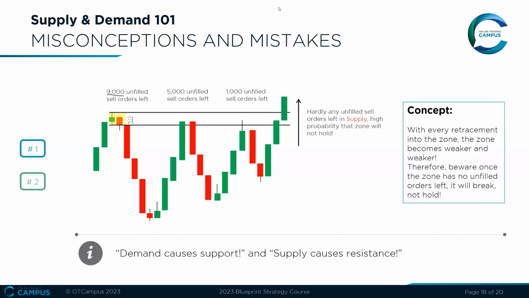Now, the concept of supply and demand is that with every retracement into our zone, okay, that's very, very important. That's the first retracement into the zone. That's the second retracement into the zone. With every retracement into the zone, we're likely to see less unfilled orders as a result of each retracement, until there's no unfilled orders left and price is spiking above that. That is the laws of supply and demand, and also the laws of price flow.